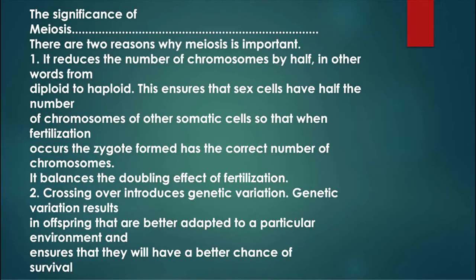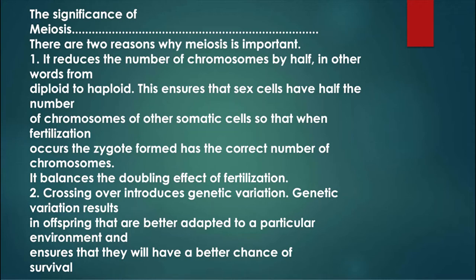Now let's talk about the significance of meiosis. There are 2 reasons why meiosis is important. It reduces the number of chromosomes by half, in other words, from diploid to haploid. This ensures that the sex cells have half the number of chromosomes of the other somatic cells so that when fertilization occurs, the zygote formed has the correct number of chromosomes.